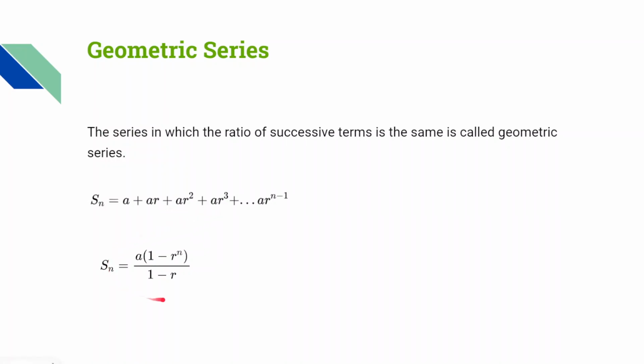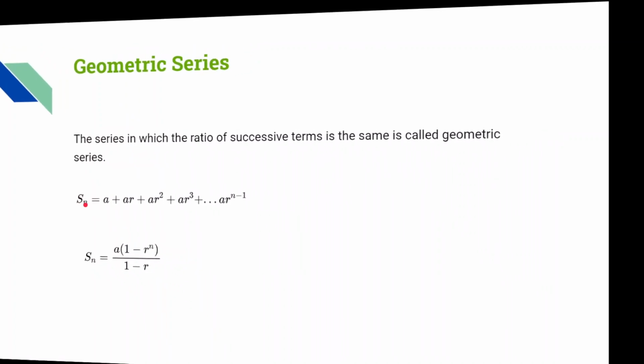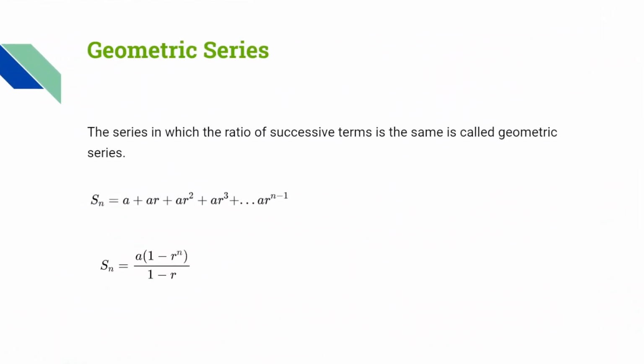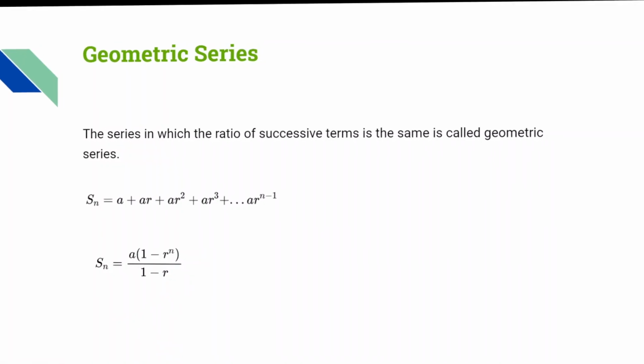The sum of a geometric series looks like this. We can easily find how it is achieved: just multiply r on both sides, and then subtract one from the other. You will get this. Now we'll consider three important cases about geometric series.